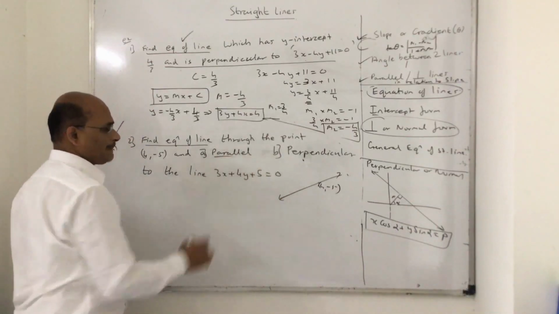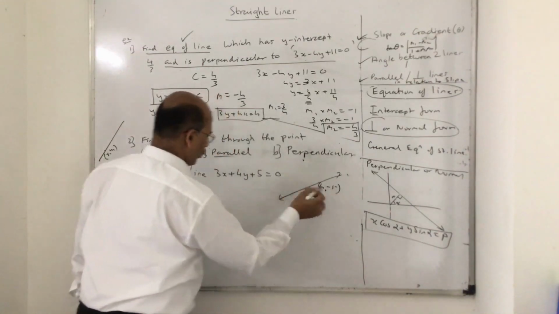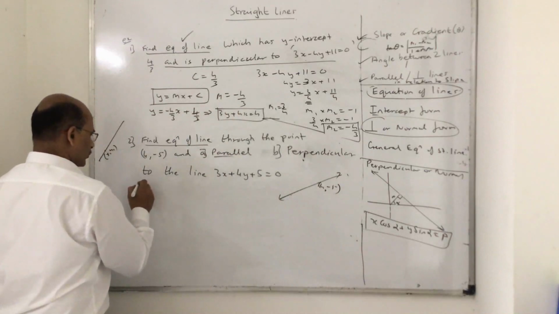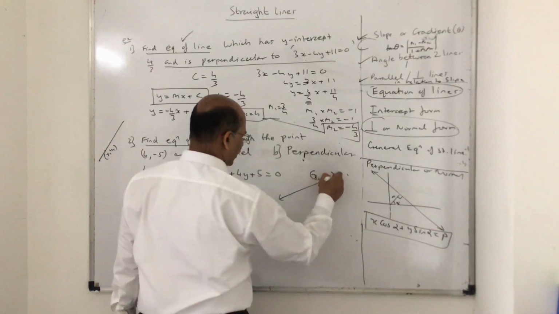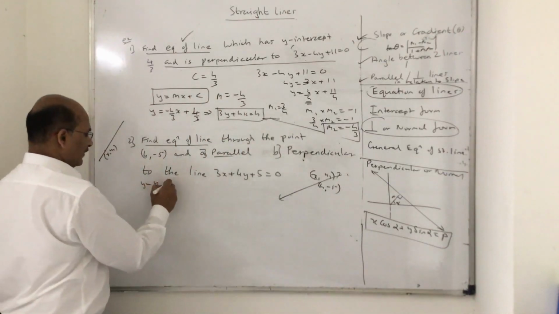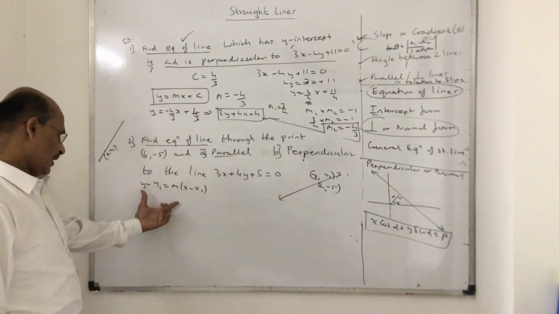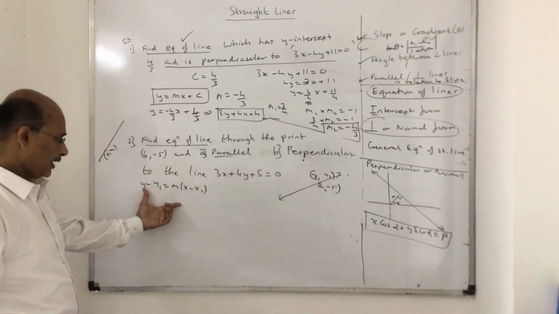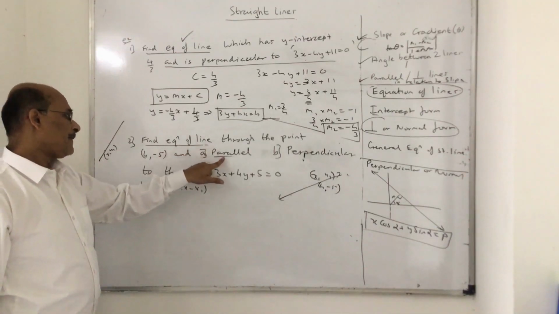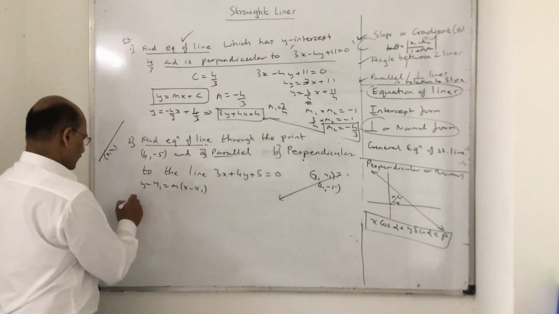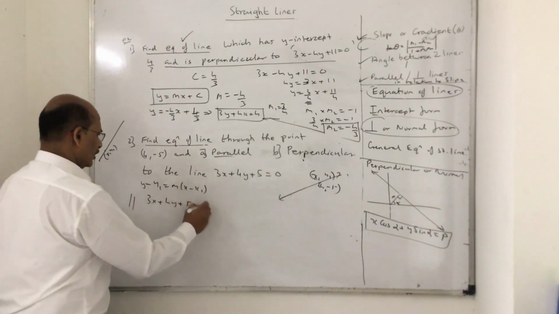Let us take the first one, parallel. What happens? I want to find the slope. This is a point, I don't know the slope. So by using the point slope form, this will definitely be x1, y1. There is no doubt about it. So y minus y1 is equal to m of x minus x1. This will be the equation of the line. Let us talk about the first question. Find the equation of the line which is parallel to the line 3x plus 4y plus 5 equal to 0.